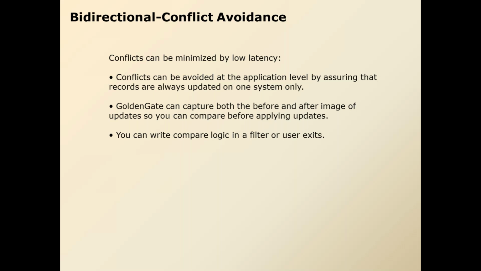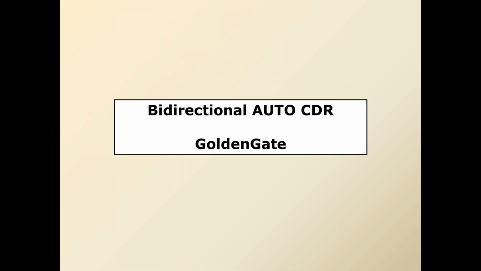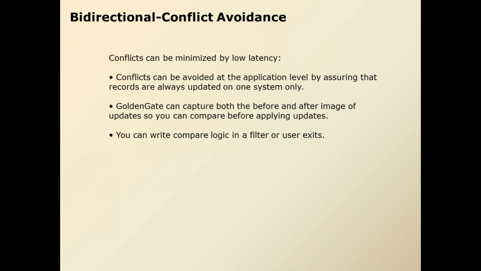So first of all, you have to detect the conflict, avoid the conflict, and resolve the conflict. This is known as CDR. CDR stands for conflict detection and resolution. In the first place, if you can avoid the conflict at the application level, that would be best. If you cannot, then you have to use the CDR feature, conflict detection and resolution. So you can minimize the conflict latency at the application level.